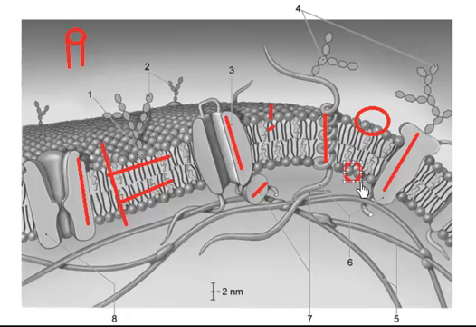And when the proteins are located on either side, they're called peripheral proteins. When the proteins cross all the way through the membrane, they're called integral proteins.